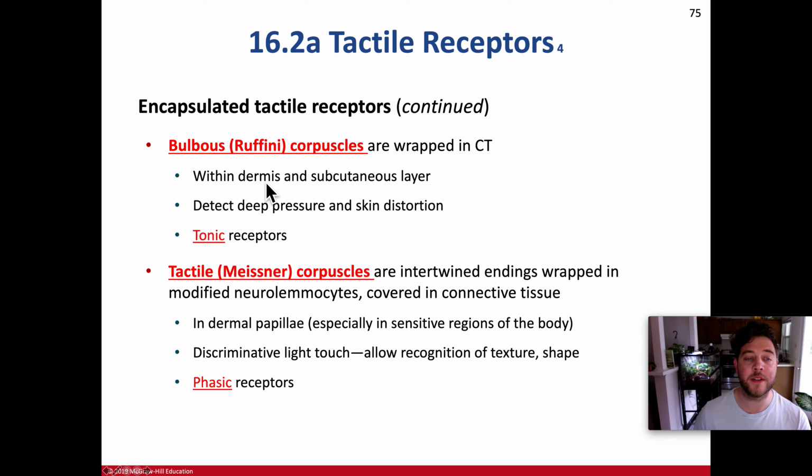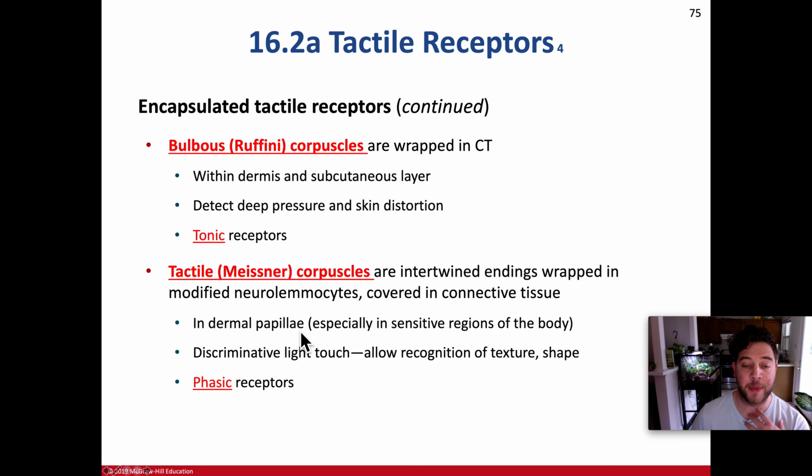Your bulbous corpuscles are within the dermis and subcutaneous layers. They detect deep pressure and skin distortion. And again, if they're in the subcutaneous layer, they're not going to be able to detect light touch. They're going to have to detect deeper pressure. And these are tonic.